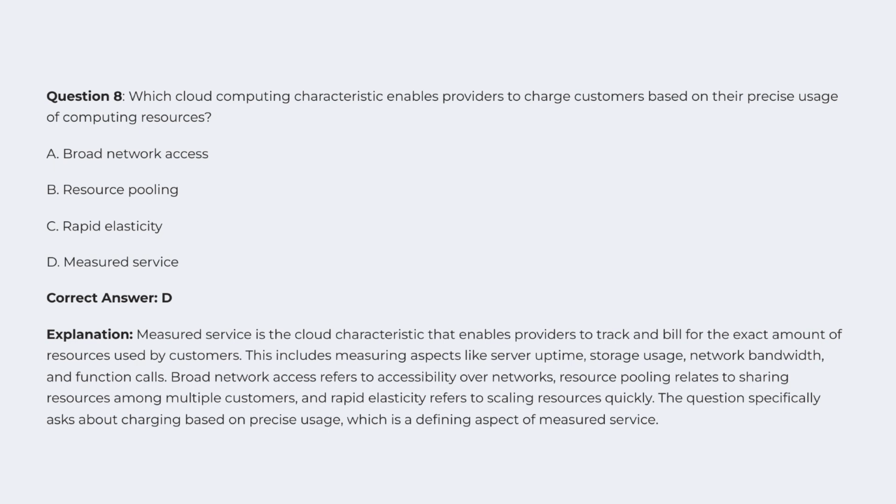Correct answer: D. Explanation. Measured service is the cloud characteristic that enables providers to track and bill for the exact amount of resources used by customers. This includes measuring aspects like server uptime, storage usage, network bandwidth, and function calls. Broad network access refers to accessibility over networks. Resource pooling relates to sharing resources among multiple customers. And rapid elasticity refers to scaling resources quickly. The question specifically asks about charging based on precise usage, which is a defining aspect of measured service.